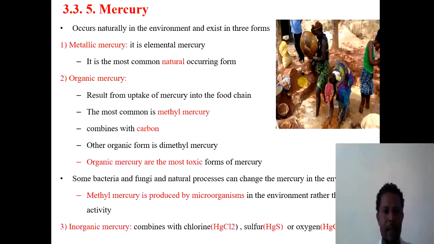The second one is mercury. Mercury is one of the important heavy metals found in the natural environment in three forms. The first is metallic mercury, the second is organic, and the third is inorganic mercury. Metallic mercury is the most common naturally occurring form. The organic form results from uptake of mercury into the food chain. The most common is methyl mercury, which combines with carbon. The other organic form is dimethyl mercury, which is the most toxic form of mercury. Some bacteria and fungi and natural processes can change mercury in the environment. Methyl mercury is produced by microorganisms in the environment rather than by human activity. The inorganic form combines with chlorine, sulfur, and oxygen, while organic mercury combines with carbon.